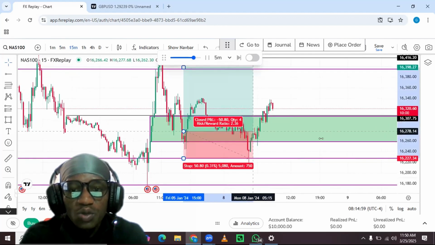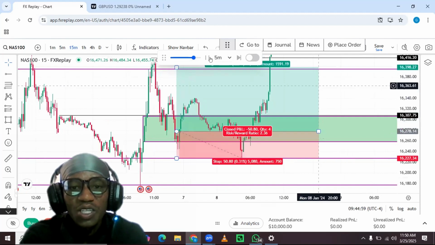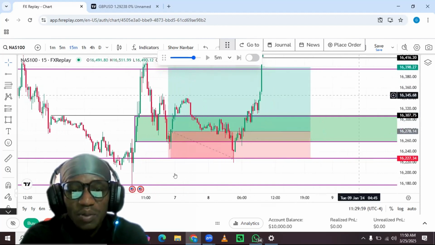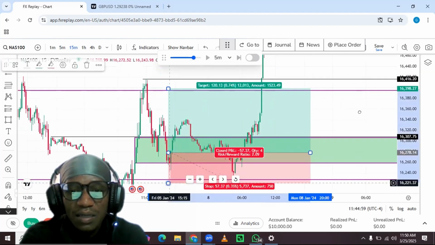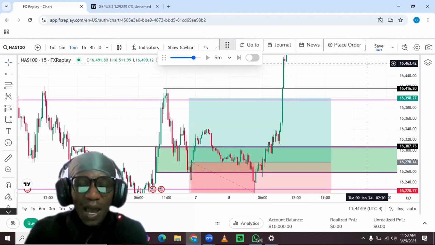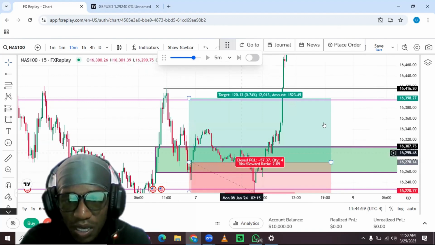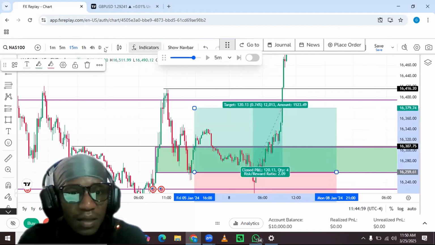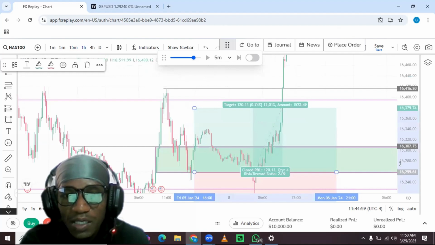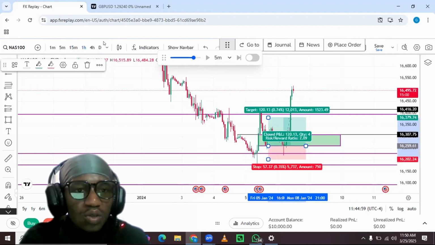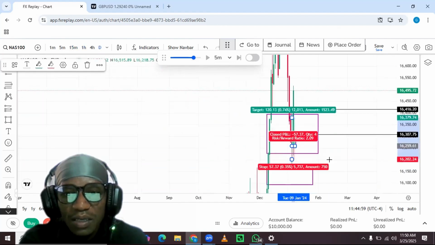But overall, we do see what price action does. We end up pushing to the upside, right? So you see, bias-wise, I was right, right? So we end up pushing to the upside, and there we go up there. So bias-wise, you could tell that we're looking to go to the upside.